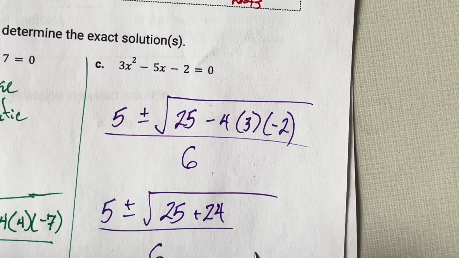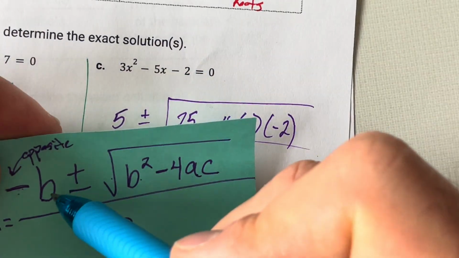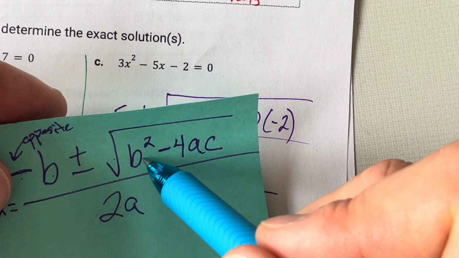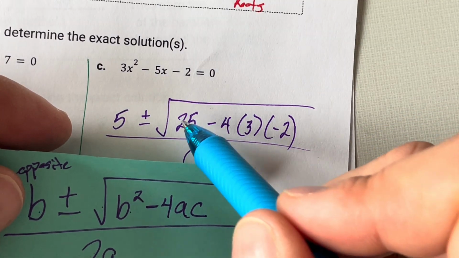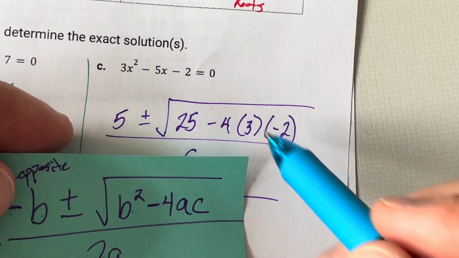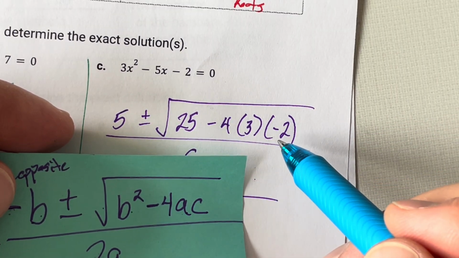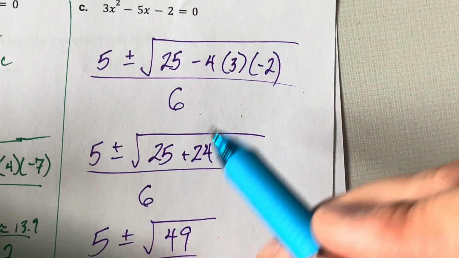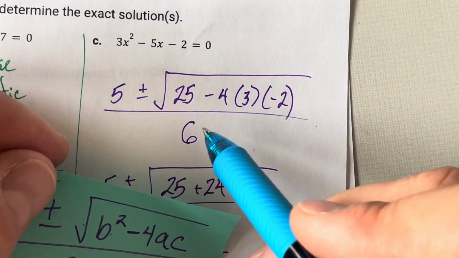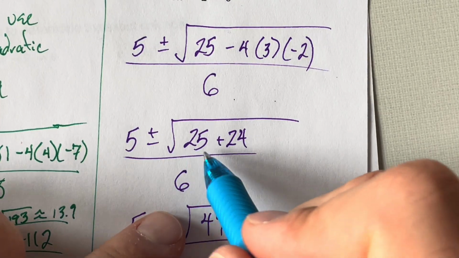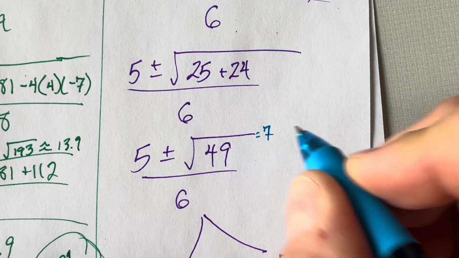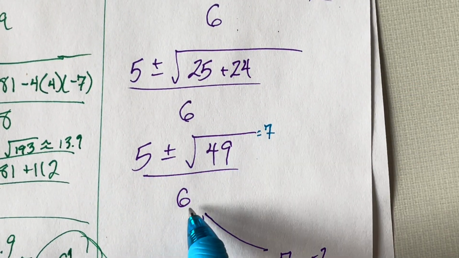All right, this one right here, same thing. I have the opposite of the b value, so the b value is -5, so I put a +5, plus or minus the square root of the b value squared, -5 times -5, which is +25. And then I have -4 times the a times the c, so -4 times the 3 times the -2. Now I have a negative times a negative, that's going to be positive 8 times 3, which is 24. Remember, the bottom here is twice the a value, so I take that 3, double it, and put a 6 there. And here's my expression. Now 25 and 24 makes 49. Great, the square root of 49 is equal to 7. And so we have 5 plus or minus 7 divided by 6.